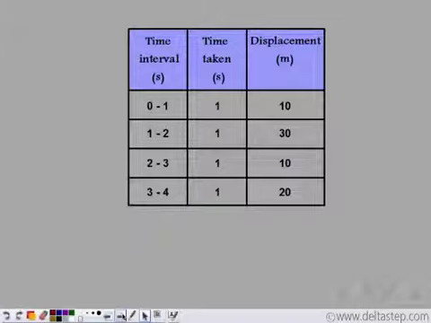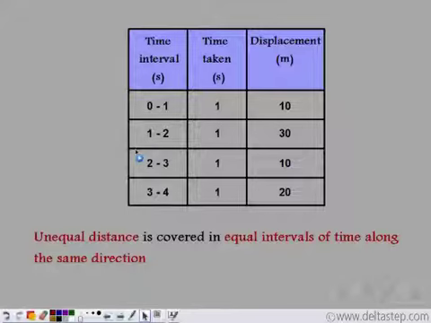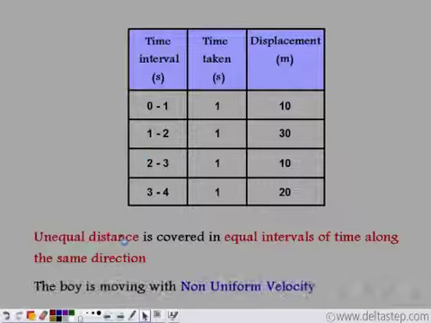So different amount of displacement takes place in equal intervals of time. Or we say that unequal distance is covered in equal intervals of time along the same direction. And the boy is said to be moving with non-uniform velocity. So the boy here is moving with non-uniform velocity, or he is in non-uniform motion.